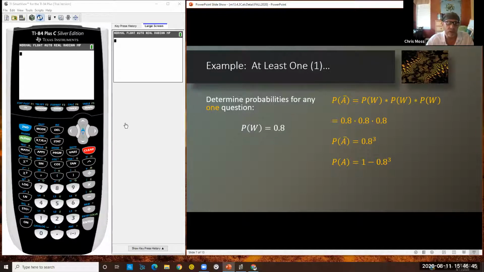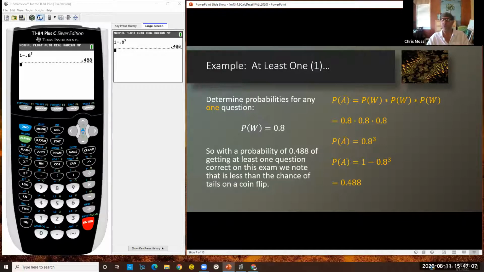On my calculator, I'll use the caret key, get the cube going, and I'll hit enter. So 0.488. With a probability of 0.488 of getting at least one question correct in this exam, we're going to note that that's less than the chance of a tails on a coin flip. So there you go.